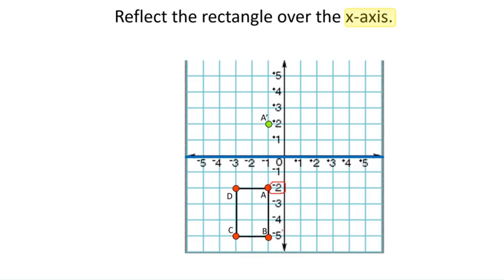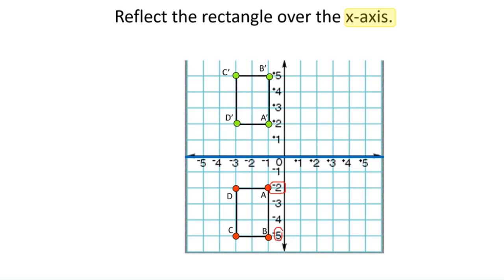All right, point B, which is now at -5, we're going to keep on the same vertical line and flip it to +5. Point C was also at -5, so it goes to +5. And point D was at -2, so it goes to +2.